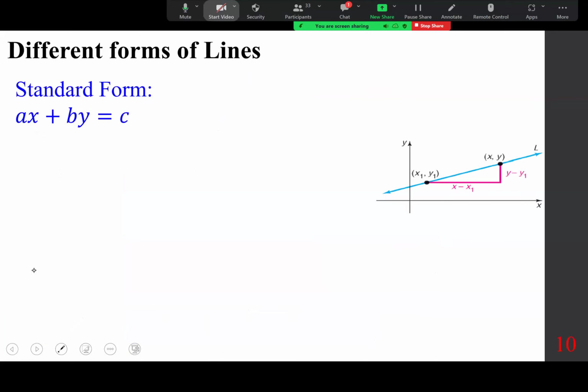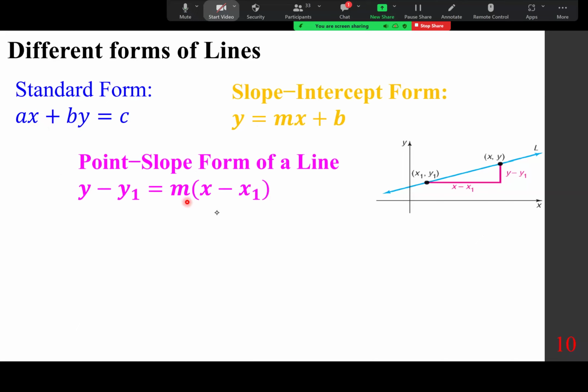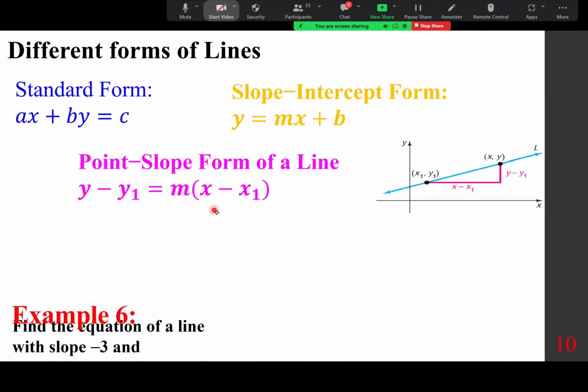Different forms of a line, we've already discussed that. Standard form, ax plus by equals c. In short, x and y are on the same side. Slope-intercept form, y equals mx plus b. Solve for y, and you get this one. Point-slope form, y minus y1 equals m times x minus x1. So we should know all of these.